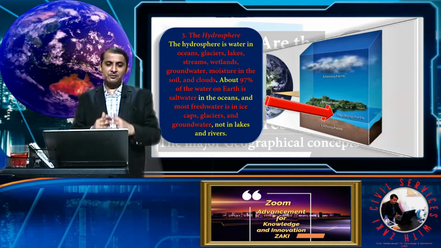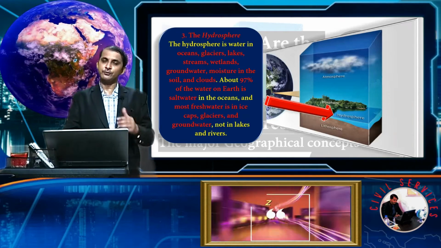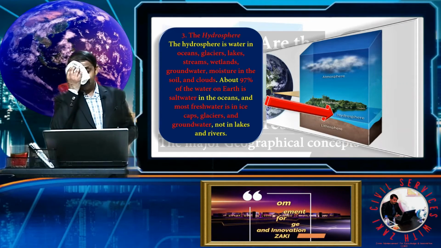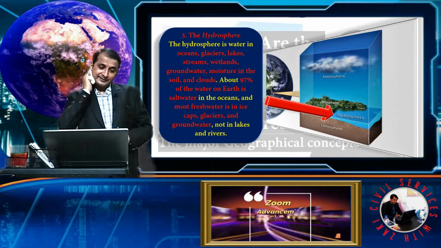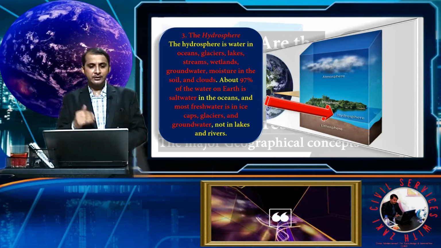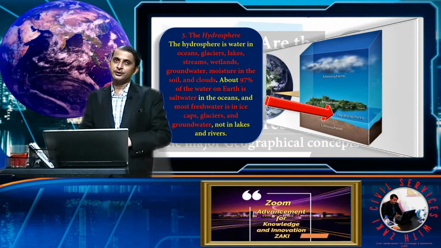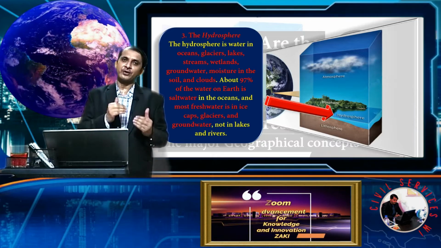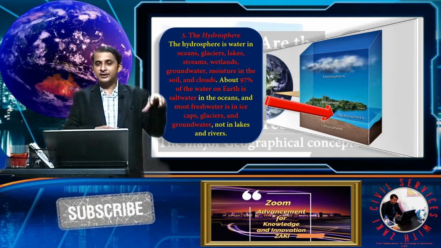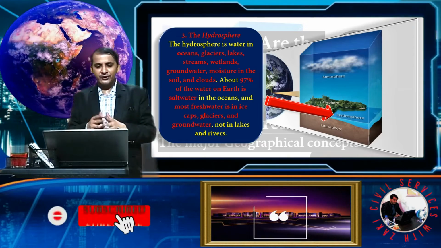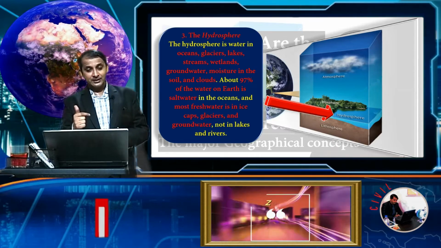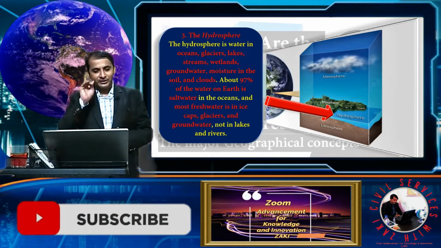About 97% of the water on the earth is salt water. If you look at the composition of the hydrosphere, 97% of the earth's water is salt water, and most of the salt water is in the ocean, and most of the fresh water is in the ice caps, glaciers and groundwater. The largest amount of fresh water is found in the glaciers and ice caps, and after that it is groundwater. Rivers and lakes have very little water. So the fresh water is in the ice caps, glaciers and groundwater, not in lakes and rivers.